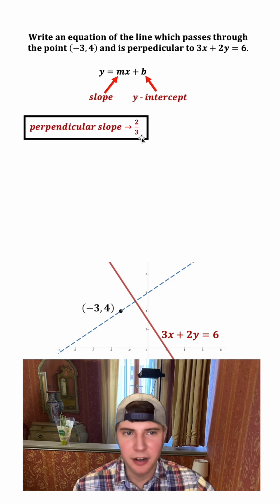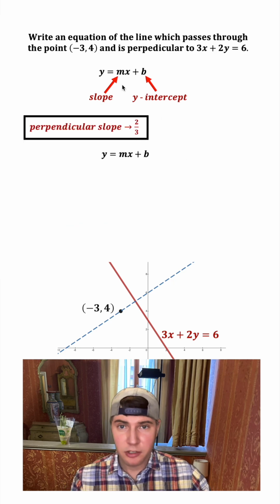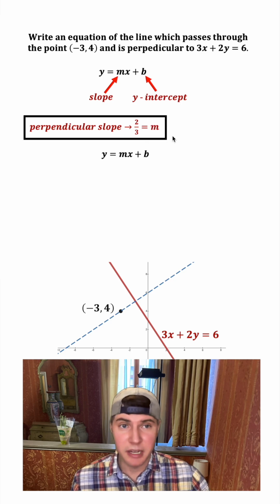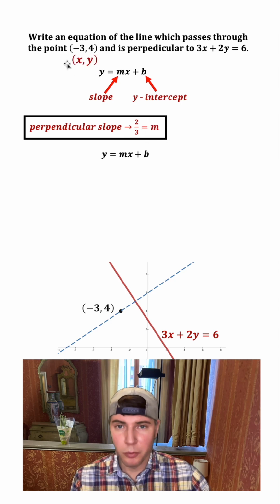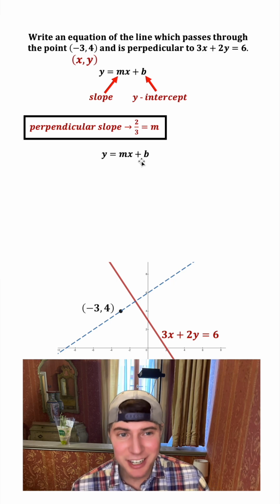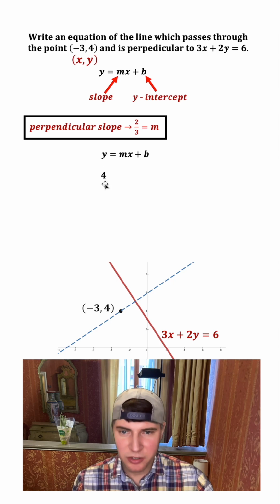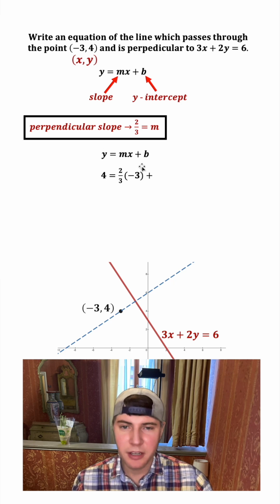So we can bring this up here, and let's copy down y = mx + b. So m is our slope, so this 2/3 is going to be our m. And then this -3, 4 will be our x, y. So now we can plug in the x, y, and the m and solve for b. Y is 4 equals the m is 2/3 and the x is -3 + b.